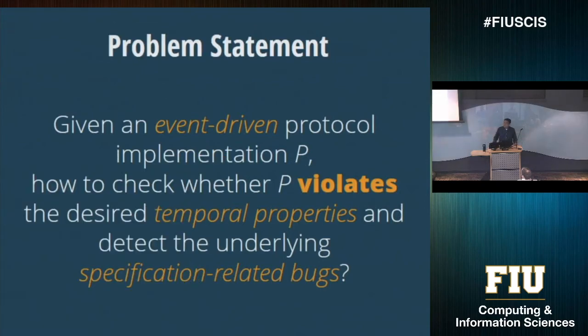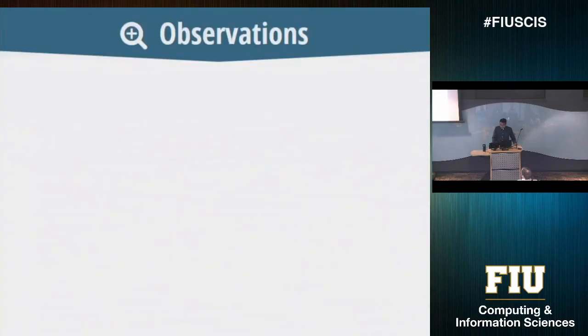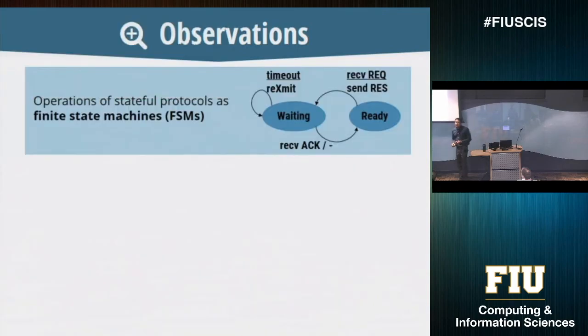Okay. So we observe a few things about network protocol implementations. The operation of stateful protocols is often described using finite state machines. Here is a sample state machine for a hypothetical protocol. It says that the protocol starts at the ready state. Whenever it receives a request, it will send a response and then go to the waiting state, and it will stay there until it receives an ACK, right?